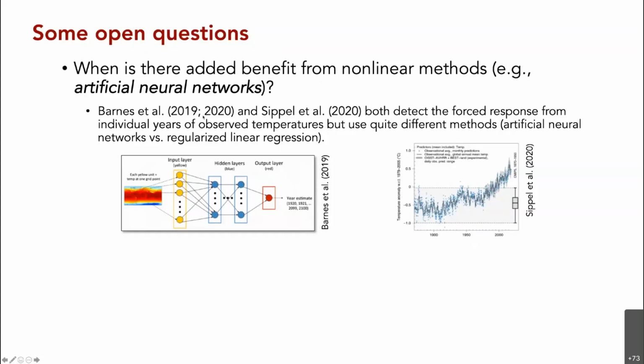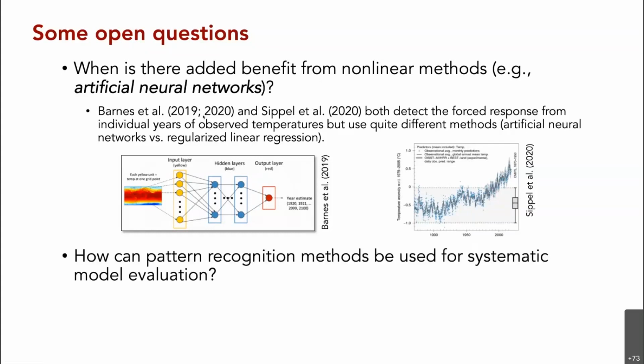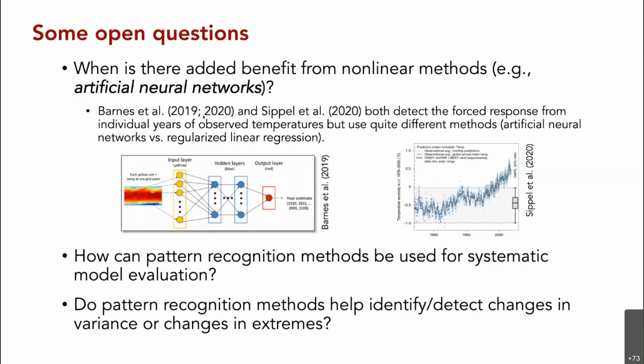I think these methods can also be used for systematic model evaluation, but we still need to develop the ways in which to do that. So far, this has mostly been about temperature, and mean changes in temperature, but these methods can apply just as well to changes in variance or changes in indices of extremes. So exploring how well this works in these other contexts will be valuable as well.